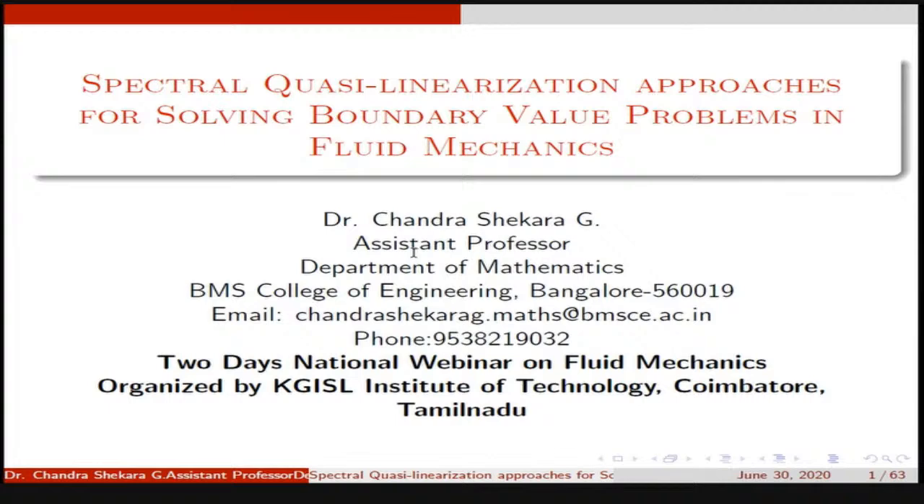Today's FTP session will be focusing on spectral quasi-linearization approaches for solving boundary value problems in fluid mechanics.